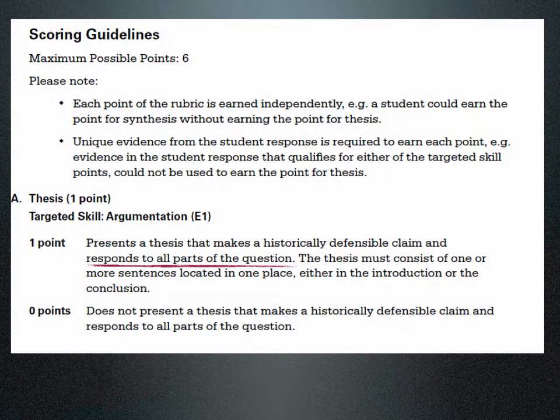Here's the scoring guideline. The maximum points possible are 6. And I'm just going to briefly touch on these different skills, and please focus in on the underlined portions, the portions underlined in crimson. I'm going to do this for time purposes because this video may get just too long, and I'm going to focus in on specific things. So first of all, we have a thesis, and it should respond to all parts of the question.